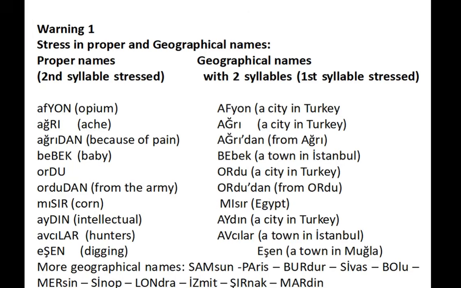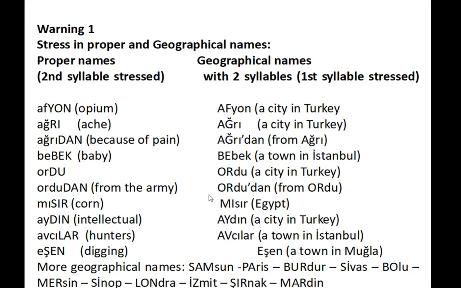Warning 1 is about proper and geographical names. Stress in proper and geographical names is different. In proper names, we have the stress on the second syllable, like Afyon, Ağrı, Ağrı'dan, Bebek, Ordu. But compare it with geographical names with two syllables, Afyon instead of Afyon. Afyon is a city in Turkey. Ağrı is ache. Ağrı is a city in Turkey. Ağrı'dan, Ağrı'dan. Bebek, Bebek. Ordu, Ordu.